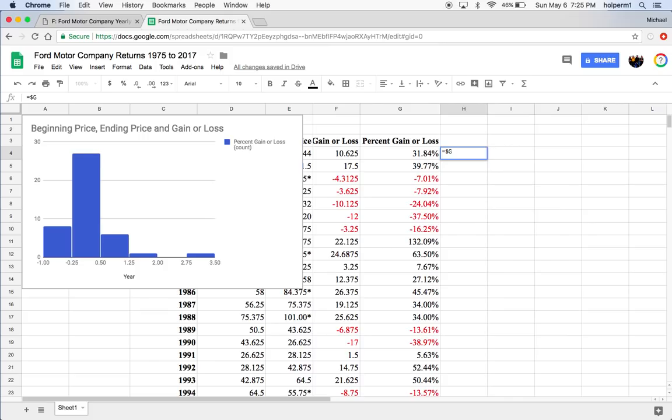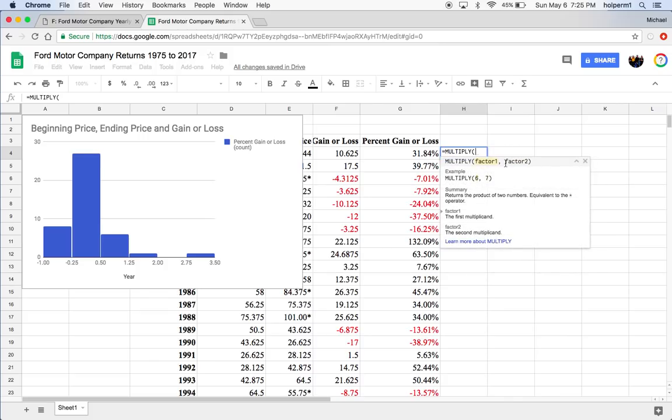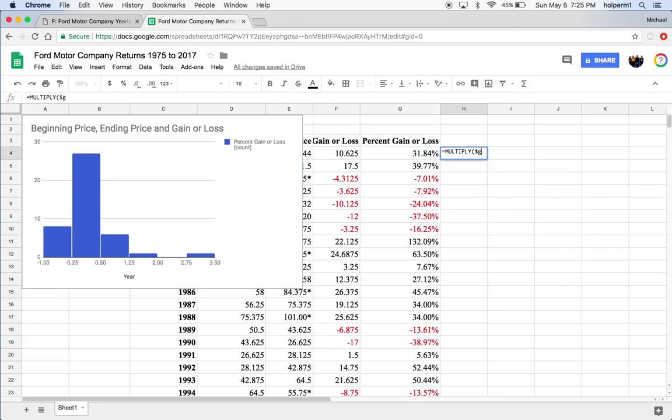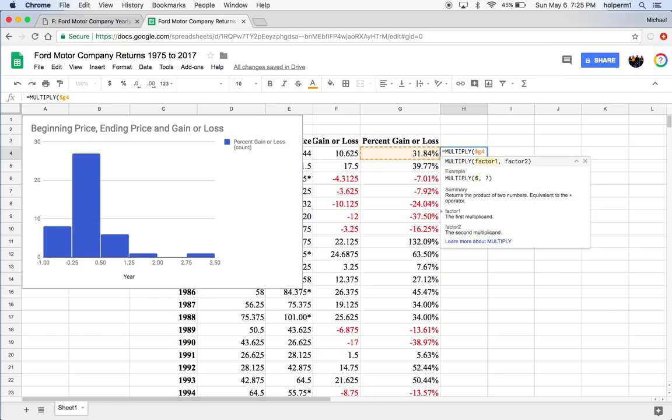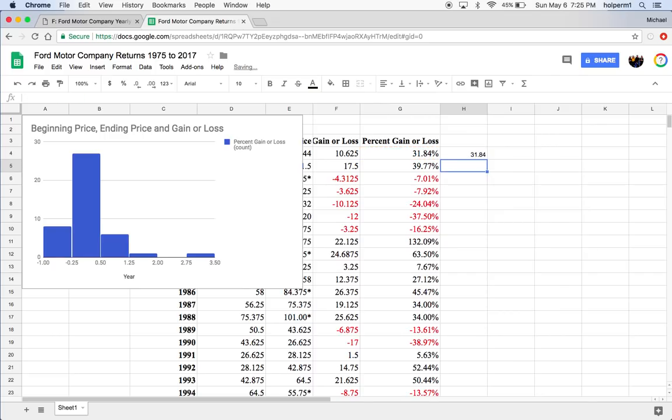So we're going to start in G. Oh, sorry, no. We don't want an equal sign. We want to click multiply because we're going to multiply by 100. So we click multiply, and then we click dollar sign G4, which is where it starts. And then we're just going to leave it like that, and then click a comma, and then 100, which we're going to multiply by. So it multiplied 31.84% by 100, which just left us with 31.84.